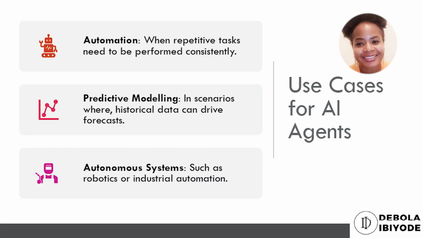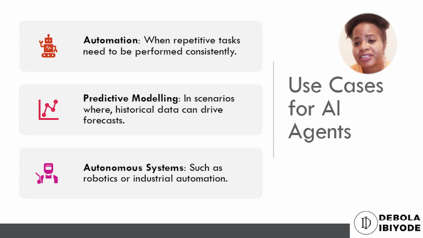So automation is key in building an autonomous system. When you have a repetitive task, a task that requires you to repeat it over and over again, and that needs to be performed consistently over a period of time, then you would use an AI agent to automate that. So that's a good use case.